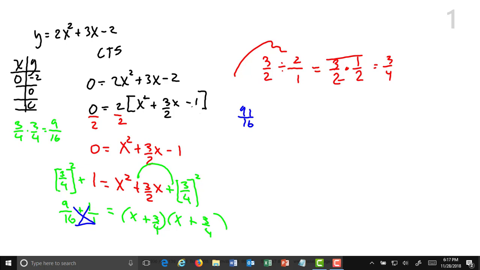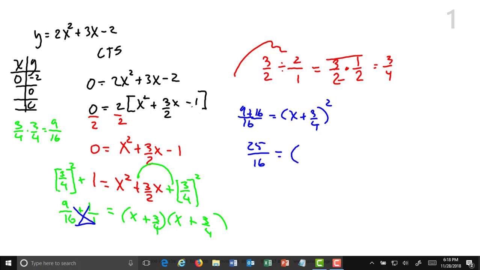And then 9 plus 16. So that's equal to, now look at this. This is 2 copies of one of them, isn't it? So I can write this as x plus 3/4, 2 copies. Isn't that neater than writing it out like that? I just make 2 copies. So what do I have here? Well, that's 25, isn't it? 16ths.